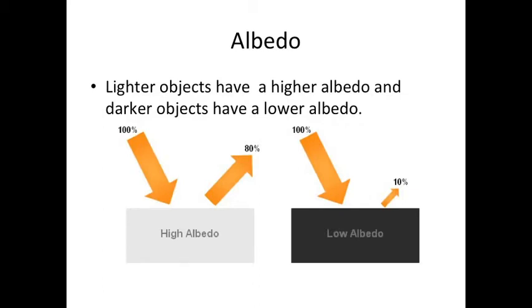So, for example, snow cover would have a high albedo because it's white. A dark roof on a house would have a lower albedo because it's dark and it absorbs more and reflects less. So think about ice, for example. Ice would have a high albedo, but if it starts to melt, it would get darker, so it would have a lower albedo.